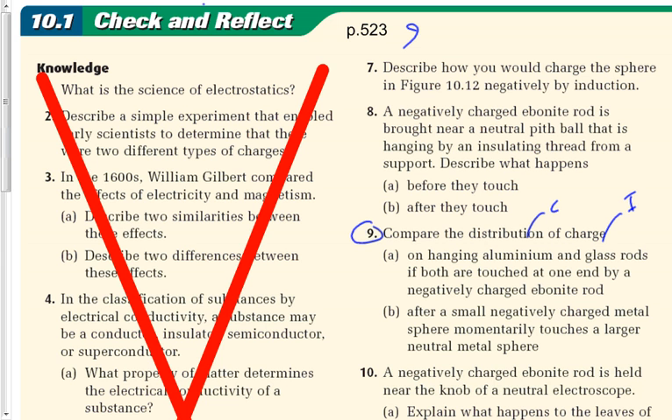All right, so we've got a hanging aluminum rod. Let's draw the aluminum right here, and then let's hang the glass right there. The aluminum is touched by a negatively charged ebonite rod. Ebonite is kind of a plasticky, rubbery material. The glass is also touched by the negative charges. They're both neutral to start off. What's going to happen to the aluminum? What's going to happen to the glass?